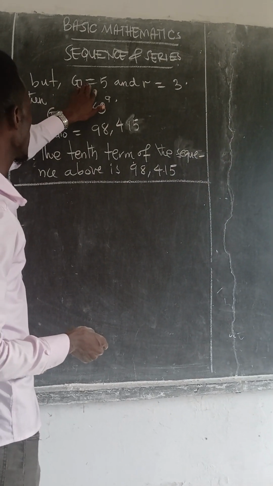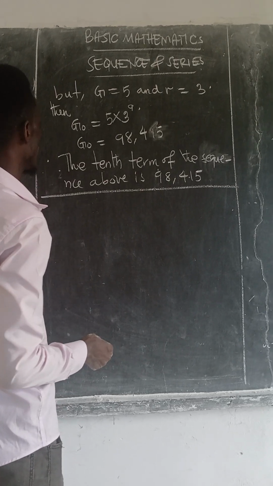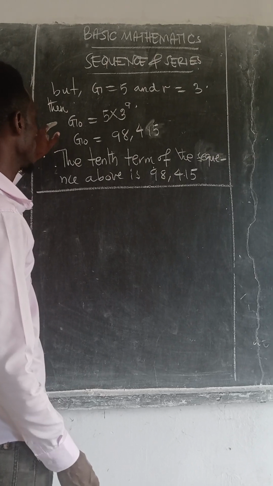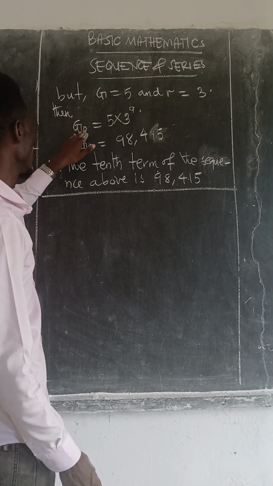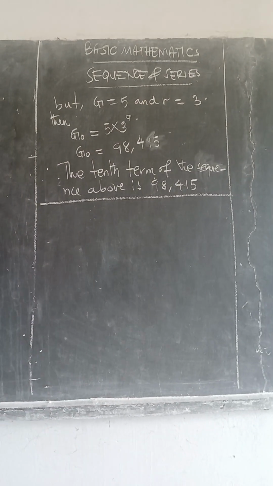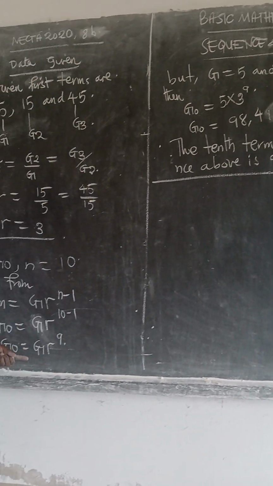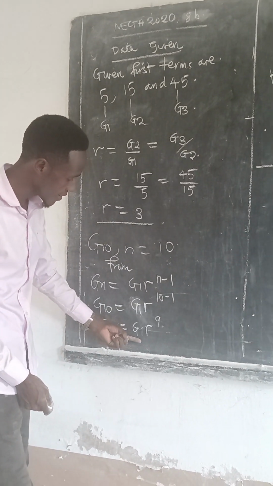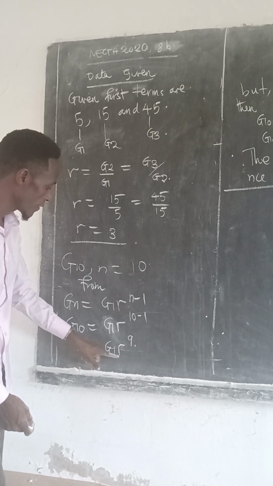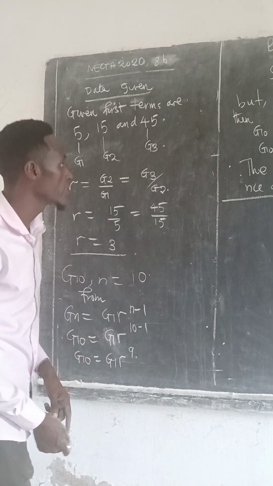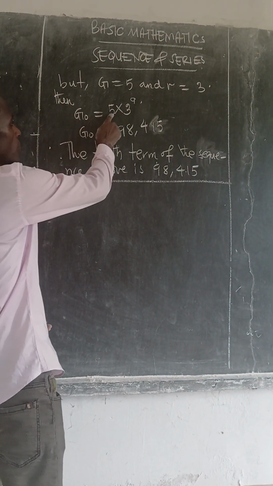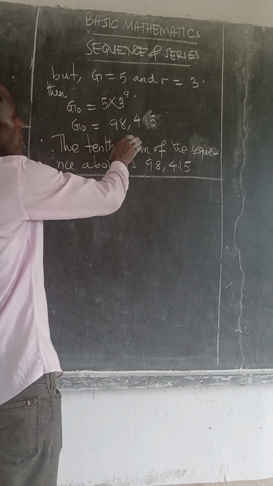You now have the value of G1 from that equation: G1 is equal to 5, and the common ratio is 3. Now it is a matter of substituting in your equation. G10 is equal to 5 times 3 to the power 9. You are substituting into G10 is equal to G1 times R to the power 9, where G1 is 5 and R is 3. When you enter it in your calculator, you obtain the answer.